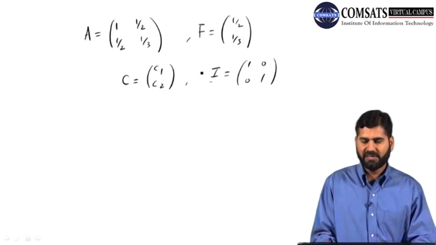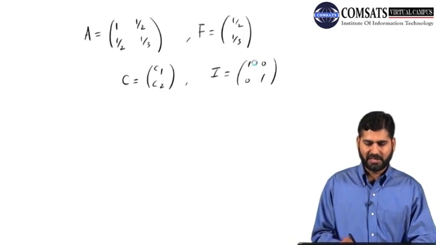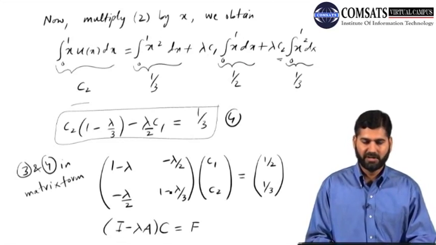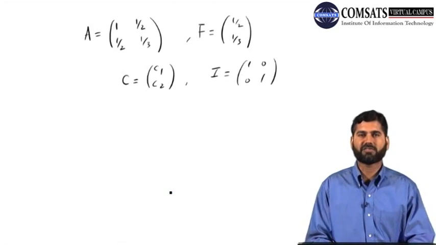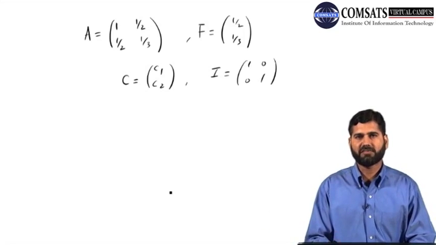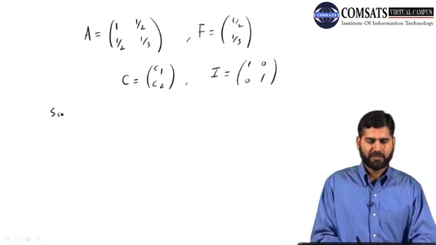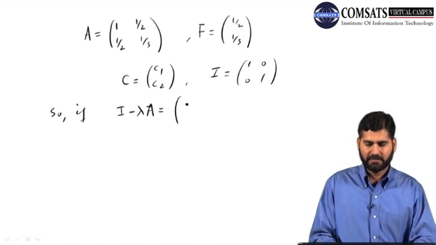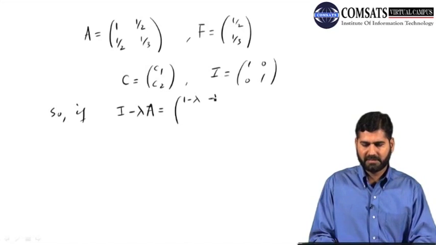So now clearly, if these are the four vectors and matrices, you can see I minus lambda A is nothing but this whole thing. So this is what we got so far. This is the matrix form which we arrived at by converting the integral equation into a set of linear algebraic equations. So I minus lambda A is basically 1 minus lambda, minus lambda by 2, minus lambda by 2, and 1 minus lambda by 3.